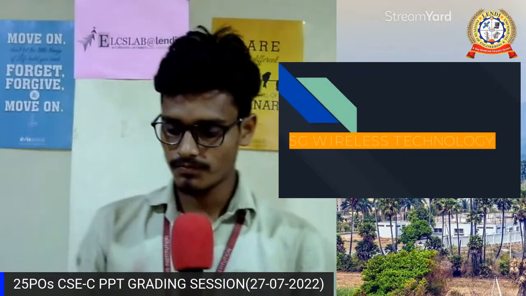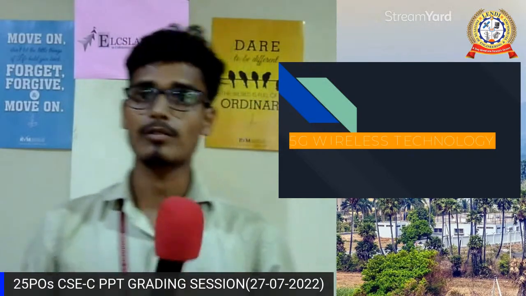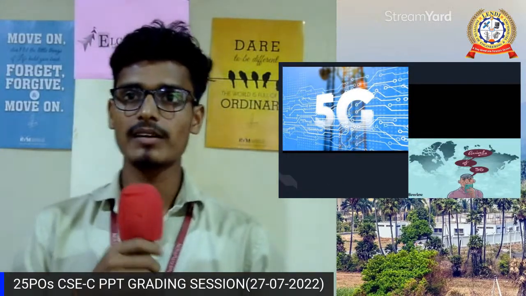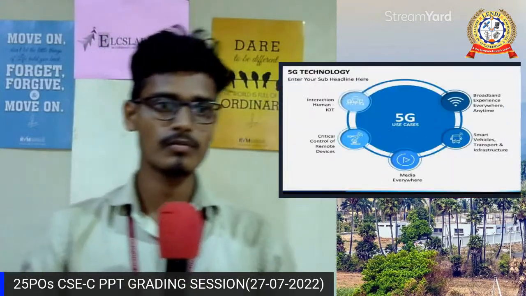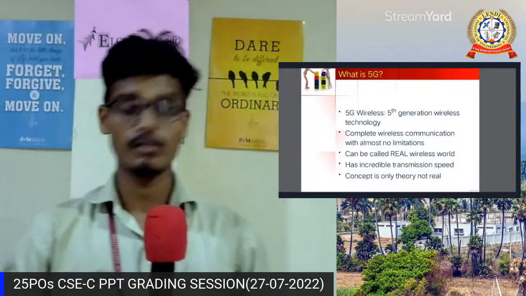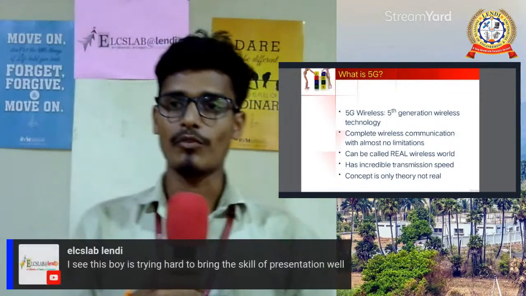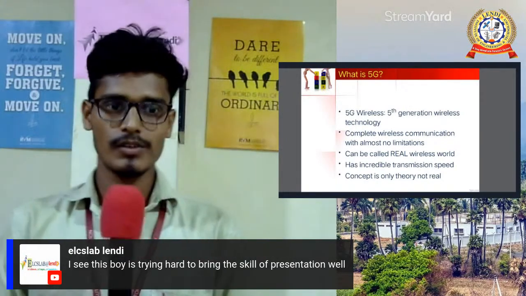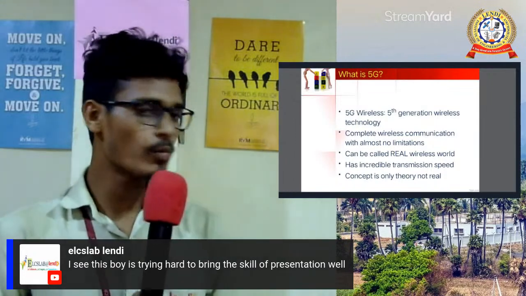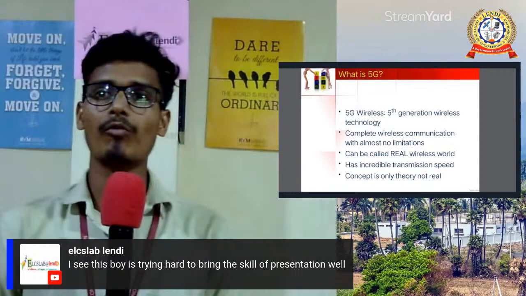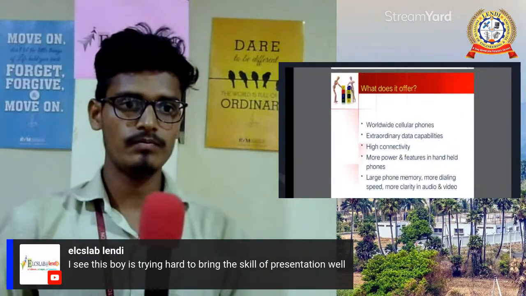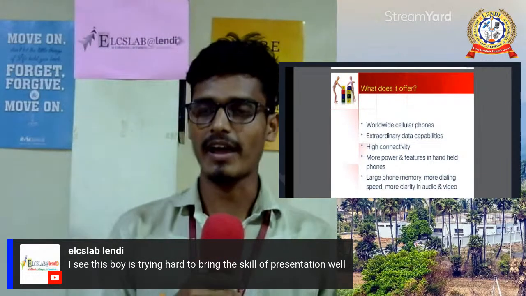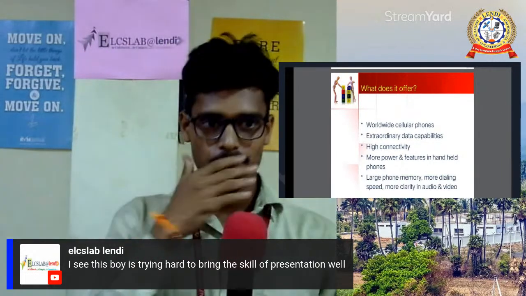Now we are entering into 5G. Let's look at what 5G is. 5G is a broadband cellular network system with complete wireless communications with no limitations, which can be called real world wireless technology with incredible transmission speed. It has a speed of 1 gigabyte per second. What does it offer? Cellular phones, extraordinary data capabilities, high connectivity with others, and large phone memory.